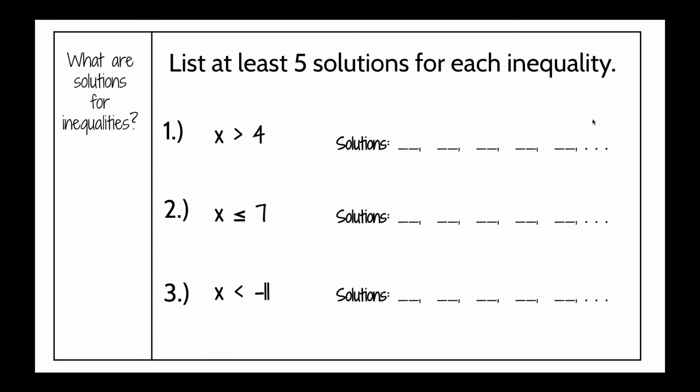Looking at the second chunk in your notes, our job here is to list at least 5 solutions for each inequality. Looking at number 1, I would read this from left to right, x is greater than 4. So I'm thinking in my head, I could put in any number for x, but in order for it to be a solution, I would have to read it as it's greater than 4. So can you think of a number right now that's greater than 4? How about 5? If you plug 5 in for x, would that be true? 5 is greater than 4?